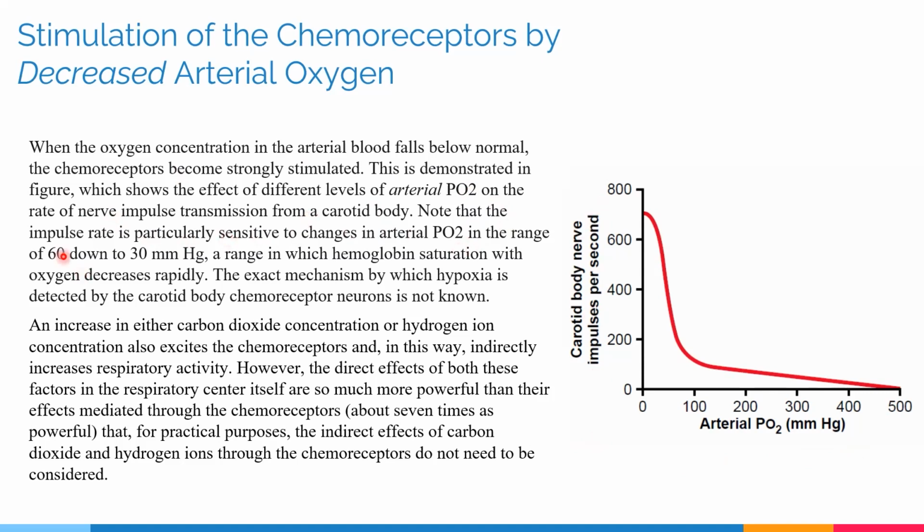Note that the impulse rate is particularly sensitive to changes in arterial PO2 in the range of 60 down to 30 millimeters of mercury, which is shown by the steeper portion of the graph that ends about here, a range in which hemoglobin saturation with oxygen decreases rapidly.